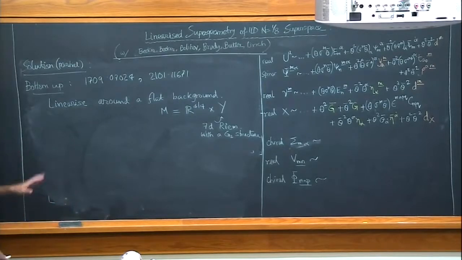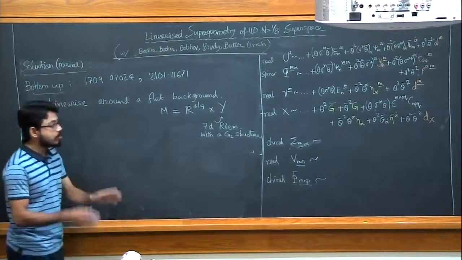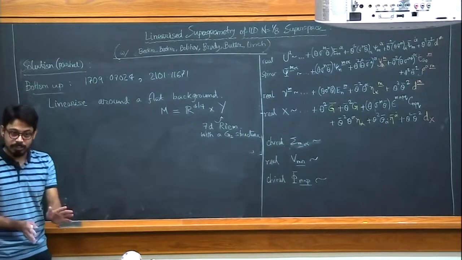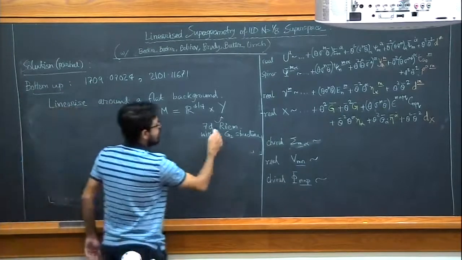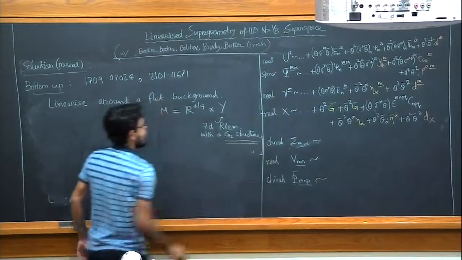The idea is you choose a background which picks out a particular subset of 4 dimensions for you. Okay, so the way it is done is that Y being endowed with a G2 structure means the following.